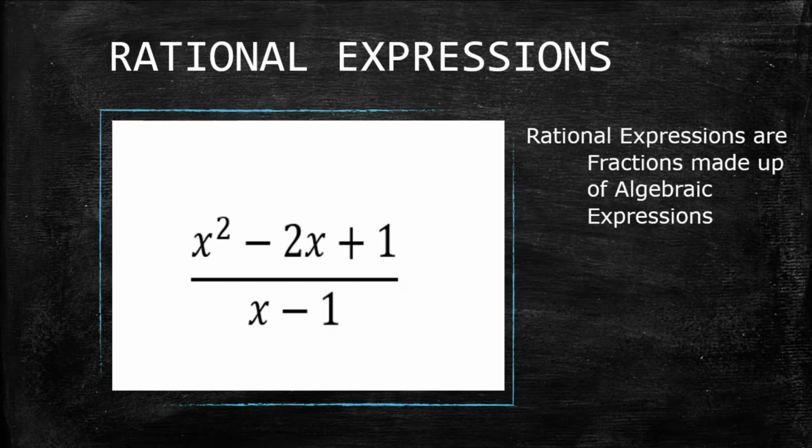Rational expressions are fractions made up of algebraic expressions. This means that it is composed of letters and numbers, like x squared minus 2x plus 1 over x minus 1.